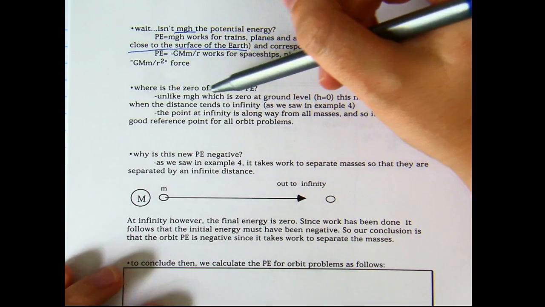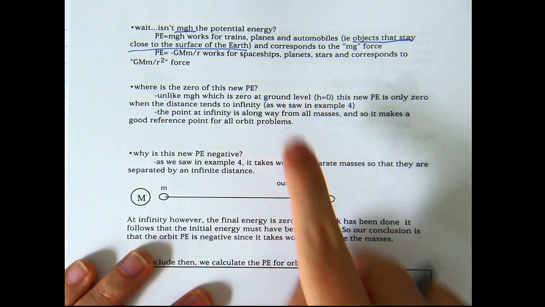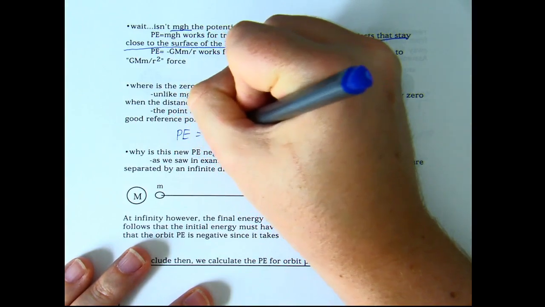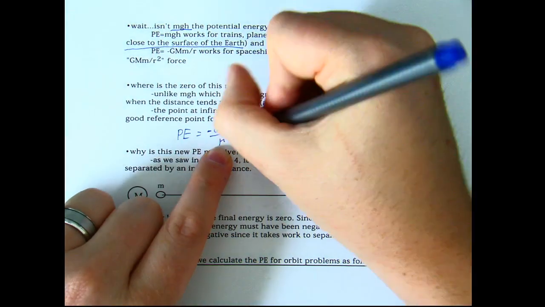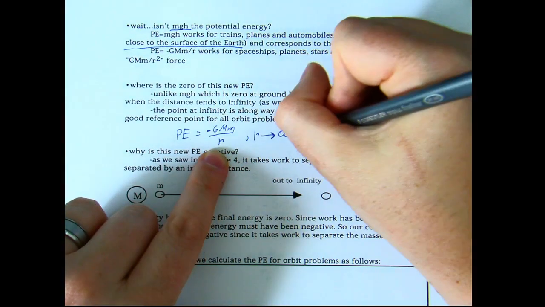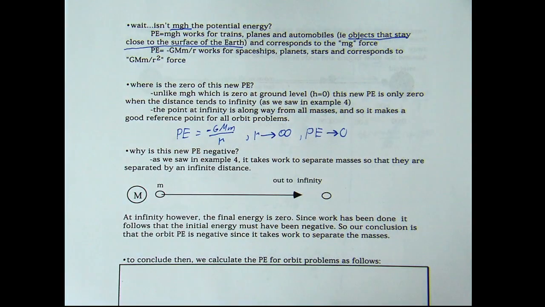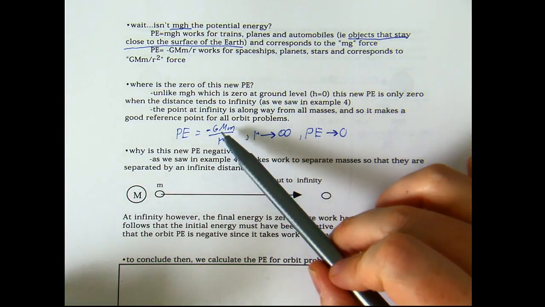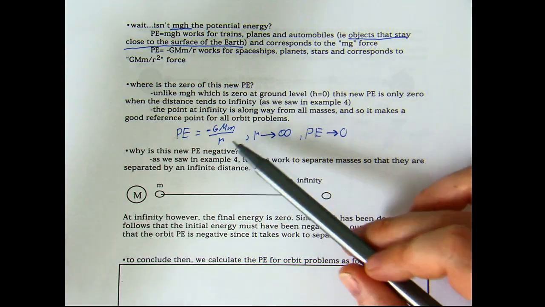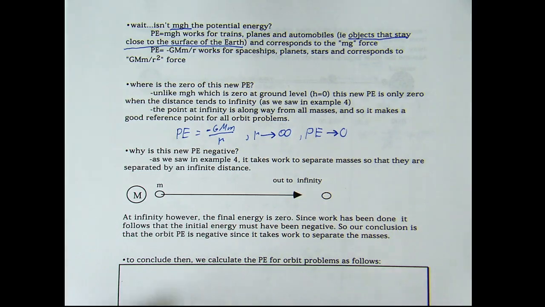So unlike mgh, which is 0 at ground level, this new potential energy is only 0 when the distance tends to infinity. So if I've got PE equals negative GMm over r, as r goes to infinity, this expression is going to drop to 0. So PE drops to 0, which is the argument that we've kind of seen already. The reason that this new potential energy is negative, if you know calculus, we've seen already by integrating that function why this expression is negative. But if you don't know the calculus, we have to make some arguments for it.